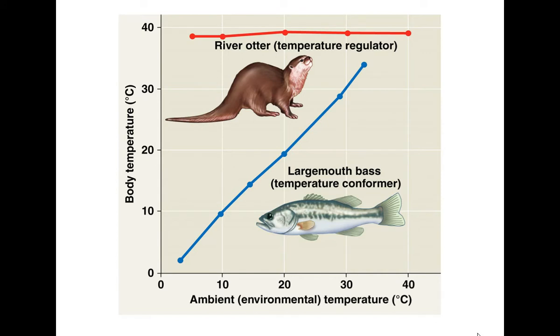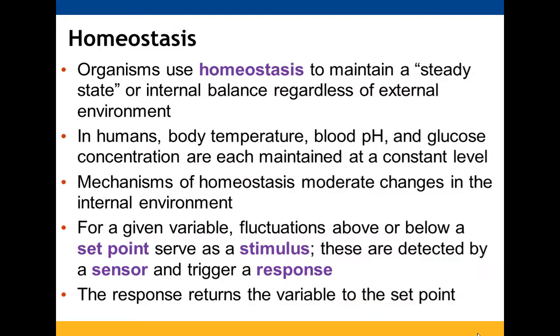Okay. So here's an example of a river otter. You can see that the outside temperature has changed over a 40-degree interval, and the river otter hasn't really changed a whole lot, while the largemouth bass is more of a conformer. You can see that its internal temperature changes as the ambient temperature changes. We talked about how we're going to see more with the regulators with homeostasis, trying to maintain that steady state. We try to do that with humans, not just with body temperature, but also pH and glucose.